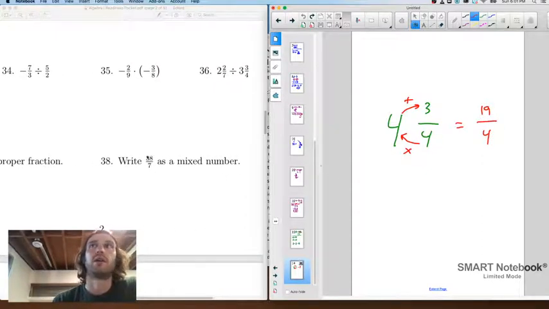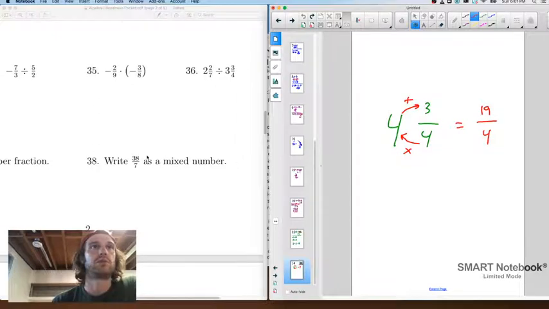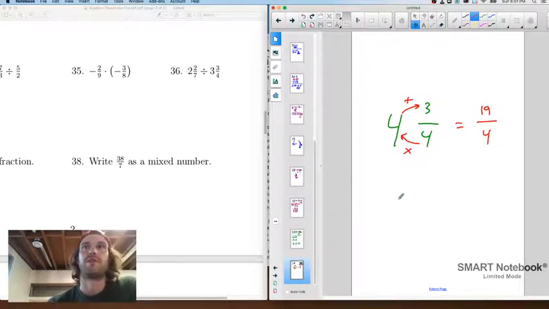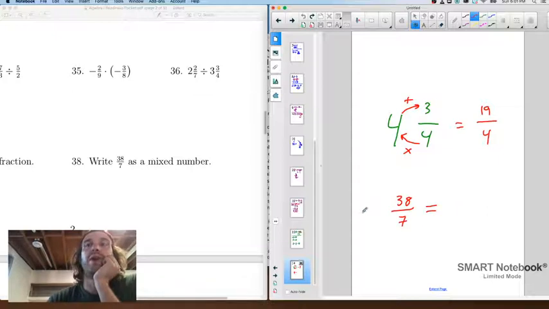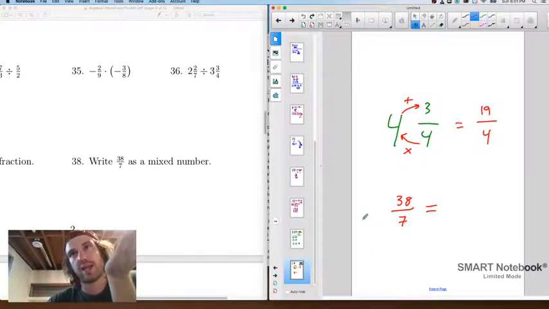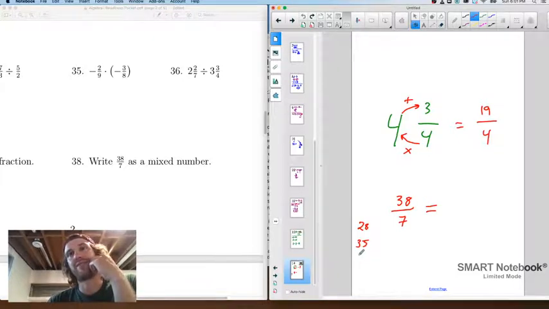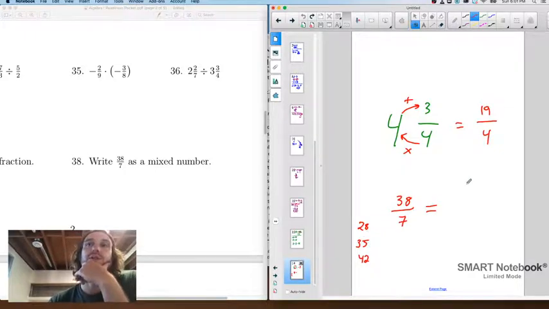Okay, and 38/7. If we want to write this as a mixed number going the opposite direction, the way that I think about it in my head is the multiples of 7. So go through the multiples. 7 times 4 is 28. Okay, 7 times 5 is 35. 35 is only 3 away, and 7 times 6 is 42. 42 is too big, and 35 is just small enough.